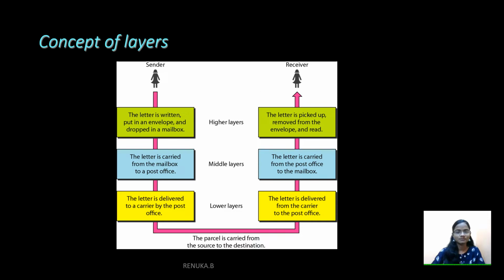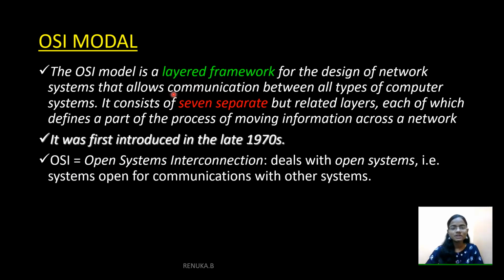ISO. The OSI model is a layered framework for the design of network systems that allows communication between all types of computer systems. An open system is a set of protocols that allows any two systems to communicate regardless of the underlying architecture. The OSI model has a total of 7 separate but related layers, each of which defines a part of the process of moving information across a network.